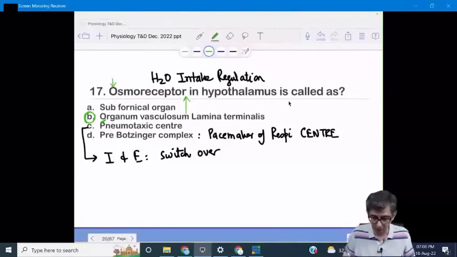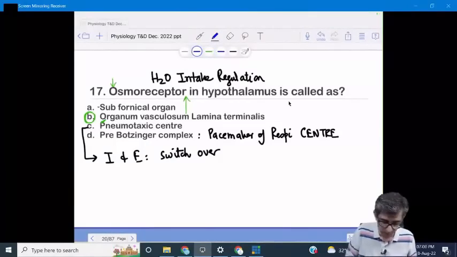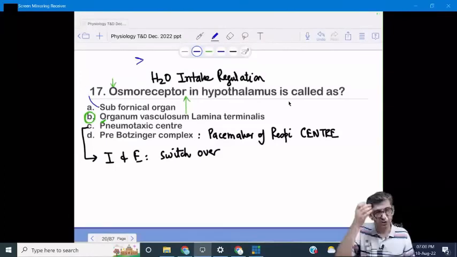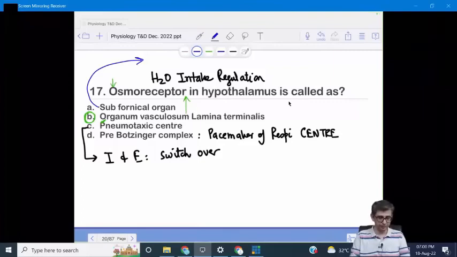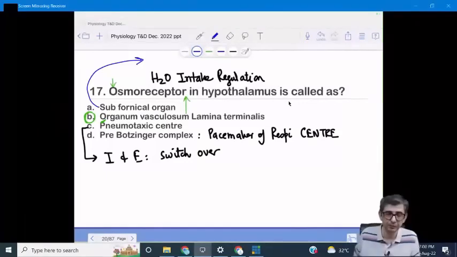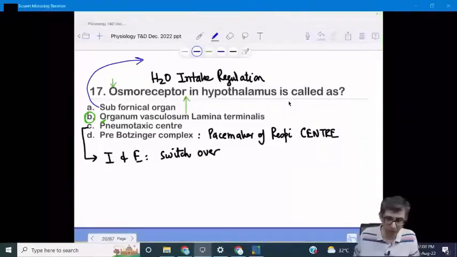Okay. You can comment in the chat box regarding the function of the subfornical organ. Yes, yes. What will be the function of the subfornical organ? It supports the organum vasculosum, that is okay, but what is its main function?